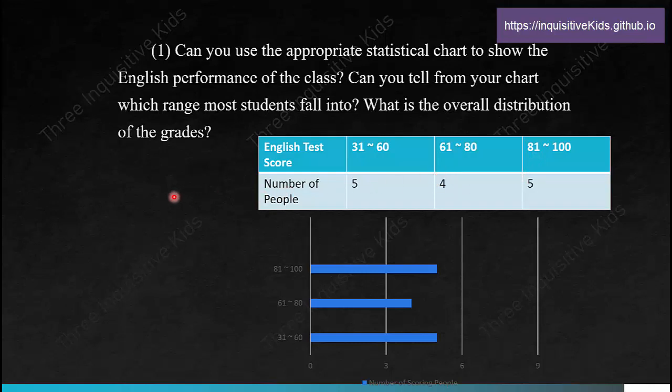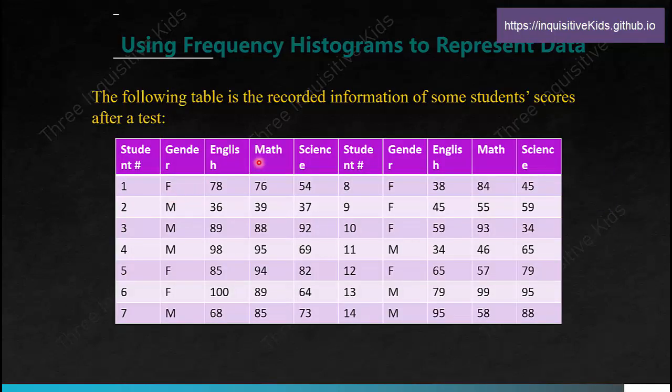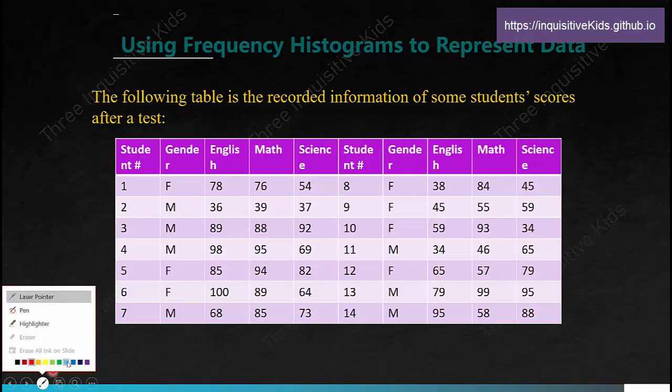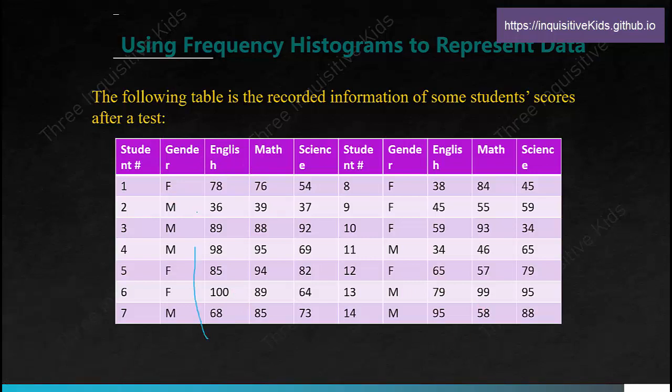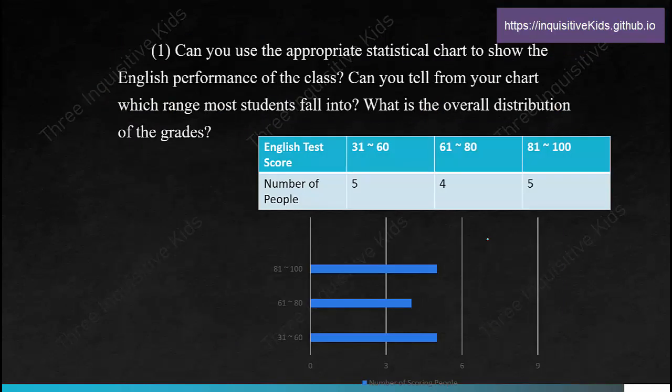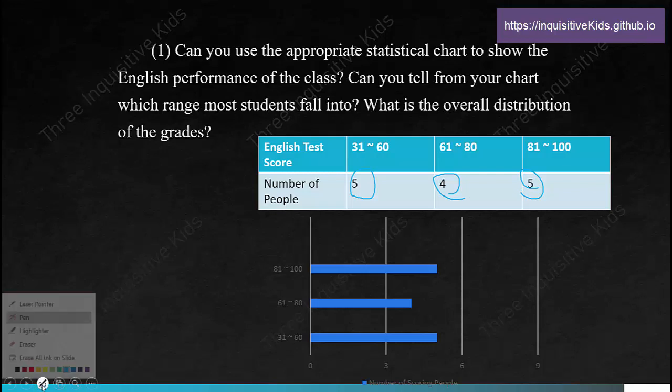Then I look at the number of people from all of these, so the English test scores, and then there's another English. You know what, I'll show you. So English test scores, and there's other English test scores, right? And then I put all of them depending on which range they fell into.